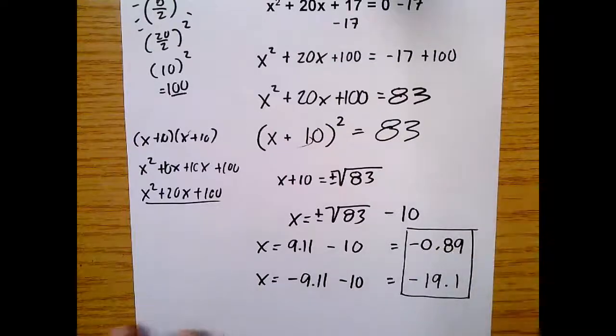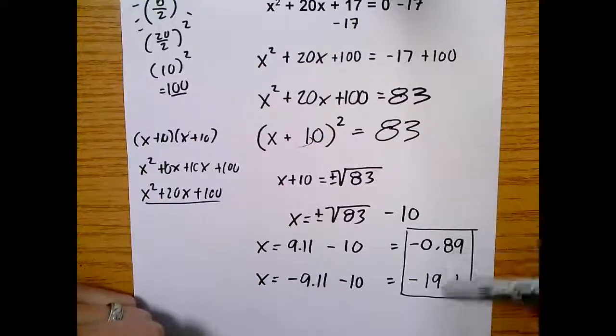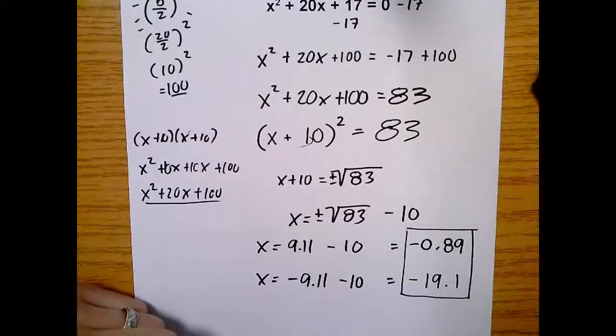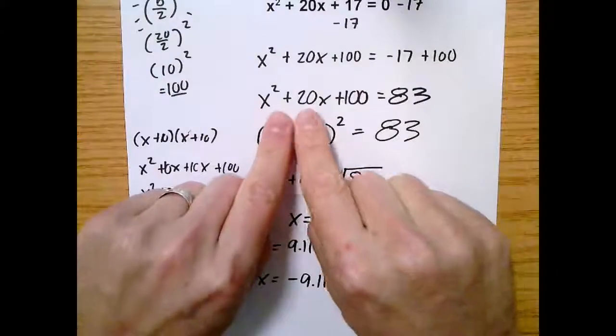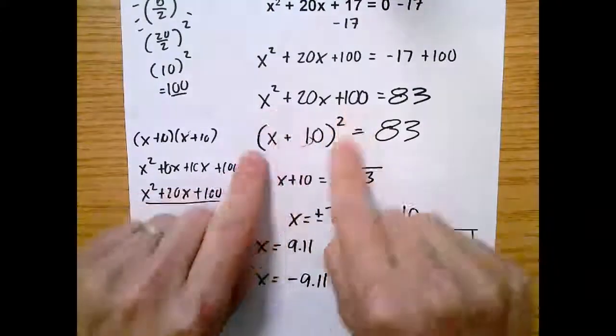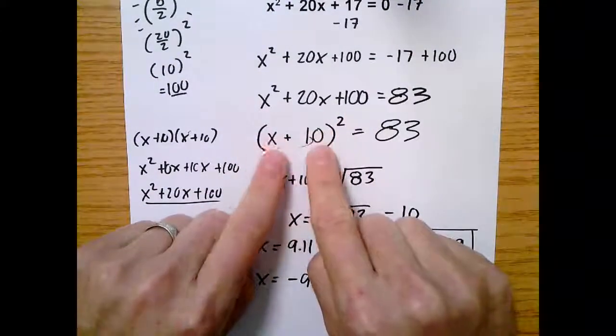Okay? So that's how we can use completing the square to find our two solutions. The big thing to remember is that we're building perfect square quadratics, so we can make that jump right there. Okay? That's the big move.